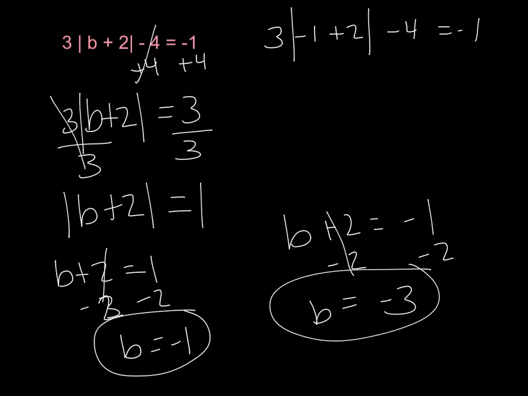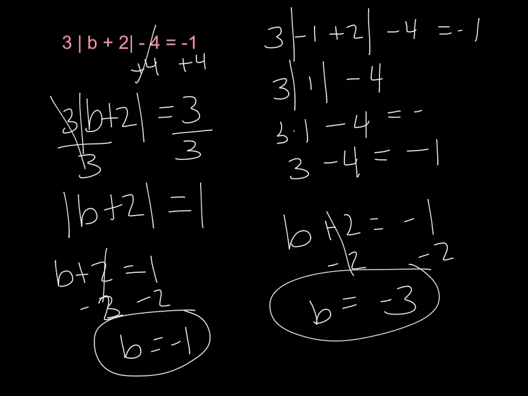And then we need to use our order of operations. So we need to do what's inside the absolute value first. So we're going to do the negative 1 plus 2, which is 1. Now I'm going to take the absolute value of 1, and then I can do 3 times 1, which is 3, and subtract 4, and notice I get negative 1. So it does work. And I would go through the same process for the second solution.